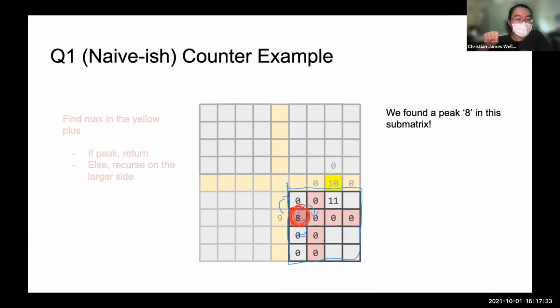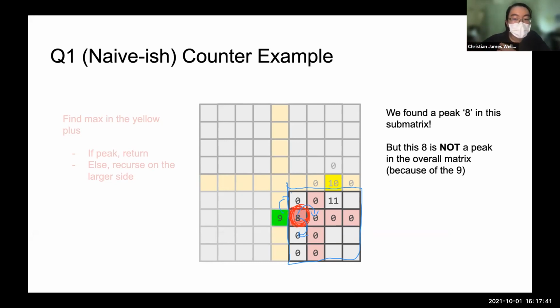Like the fact that there's a 9 over there. The fact that there's a 9 over there means that even if this number 8 is the peak in this submatrix, it is not a peak in the entire matrix because of the number 9. So our algorithm fails because of this example.